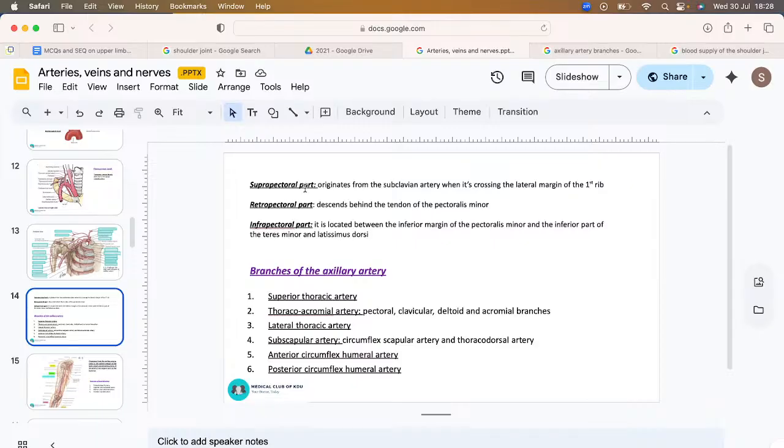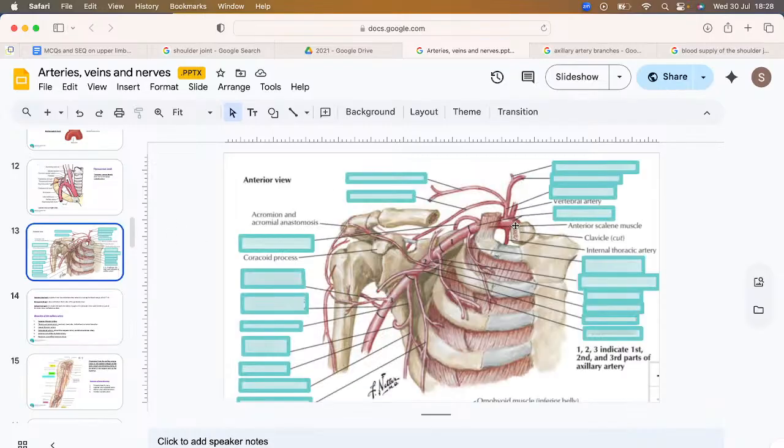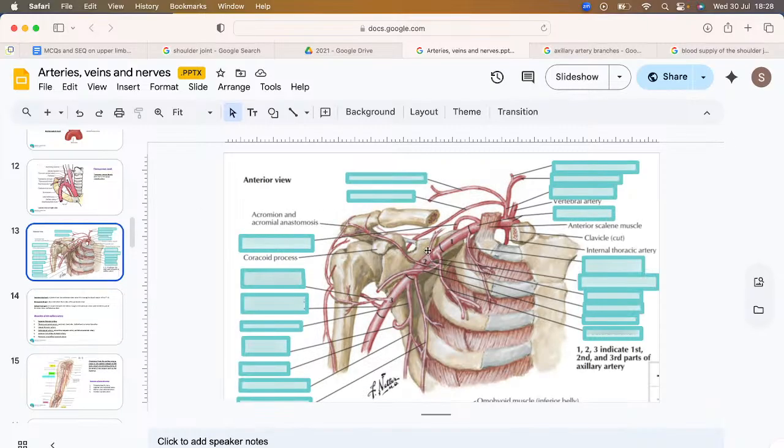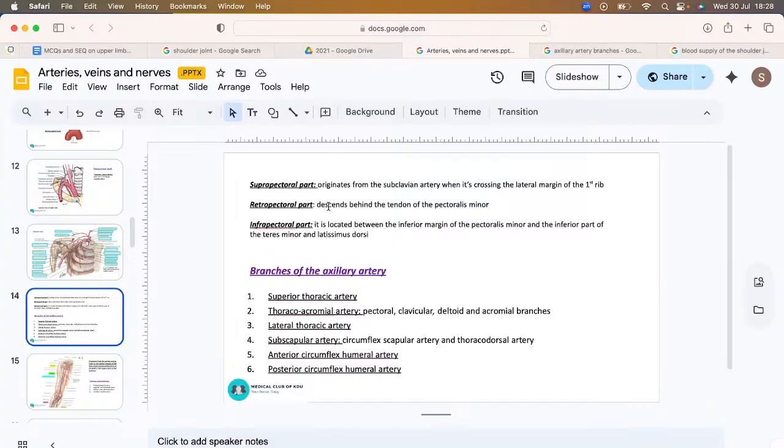Now the suprapectoral part originates from the subclavian artery, and it crosses the lateral margin of the first rib. So you can see here the subclavian artery, and it starts just underneath the inferior margin of the first rib. Where does it go? It goes all the way until it reaches the pectoralis minor. Once it goes behind the pectoralis minor, from here to here, it's what we call the retropectoral part.